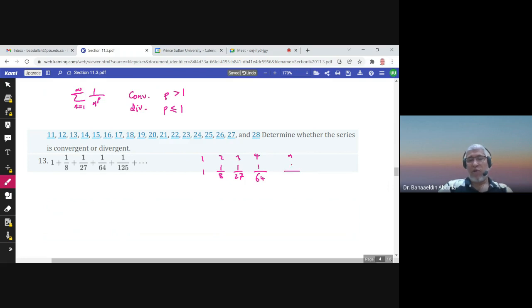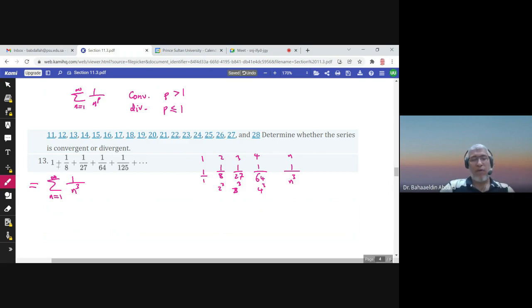Okay, this is 1, always 1. Even this one, you can write it 1 over 1. So what do we have here? For 1, we have 1. For 2, we have 8. 8 is 2 to the power of 3, isn't it? For 3, we have 27. 27 is 3 to the power of 3. 64 is 4 to the power of 3. 125 is 5 to the power of 3. So if we have 2, we have 2 to the power of 3. If we have n, we have n to the power 3. So this series is summation from 1 to infinity of 1 over n to the power 3.